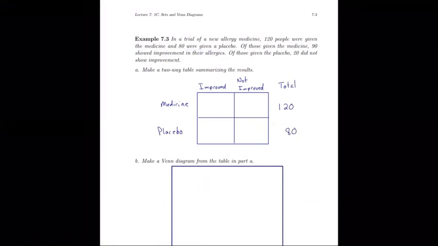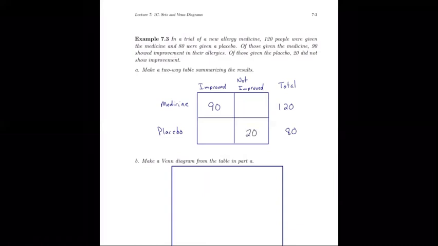Now, what else do we know? Of those given the medicine, 90 showed improvement. Okay, 90 showed improvement here. So that being the case, that's given the medicine and improved. So there's 90 that goes here. And then of those given the placebo, 20 did not show improvement. Okay, so that's placebo and not improved for 20.